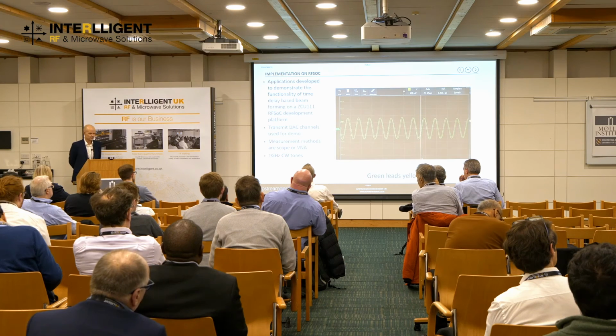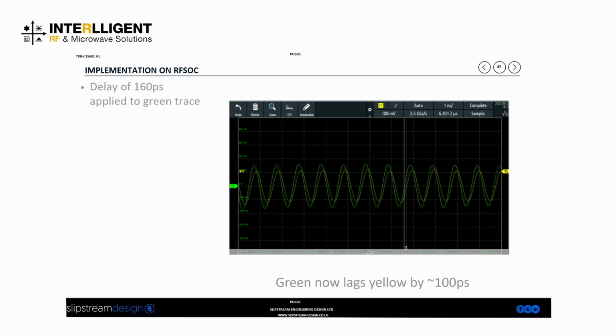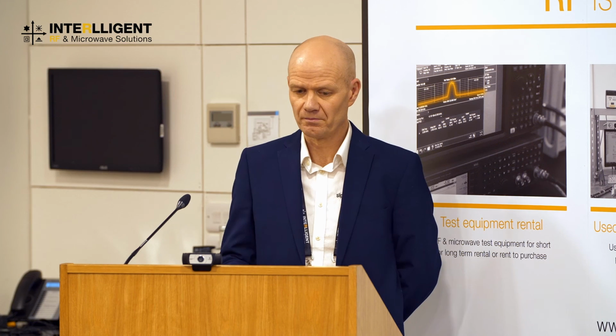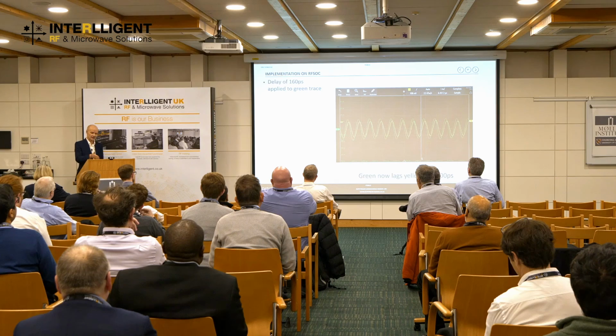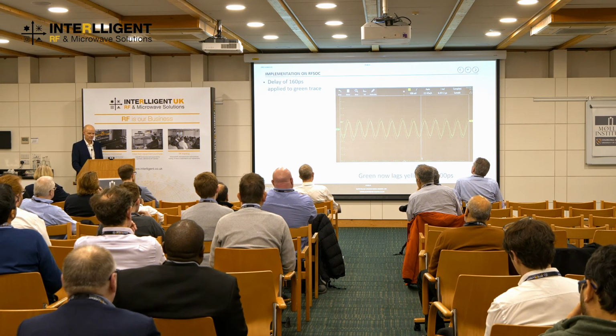I've not got a huge amount of data, but I've got a couple of pictures here. So we developed an application just to generate two outputs. We've got two DAC outputs from the RFSoC, 1 gigahertz tones, and here the green trace is leading the yellow by 60 picoseconds. And then by putting the signal through the FIR filter, we can add a delay of 160 picoseconds in this instance. We can go a lot lower if we want. This is the one that I could show you, and now we lag by 100 picoseconds. So this is just showing that we're able to control the phase of the two outputs.